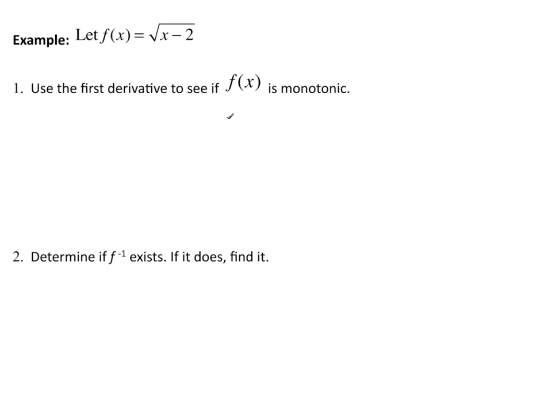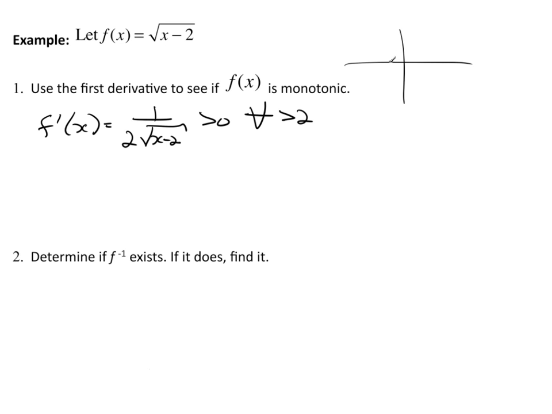So first thing I'm going to use the first derivative to see if f of x is monotonic. Well, f prime of x is equal to 1 over 2 times the square root of x minus 2. That is greater than 0 for all x greater than 2. So this is monotonic increasing on the entire domain, because this is defined for all x greater than or equal to 2. So again, like we saw earlier, I know that this is going to look just like this, where this is negative 2. It's going to look like that.